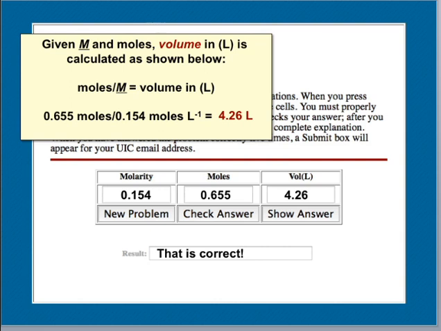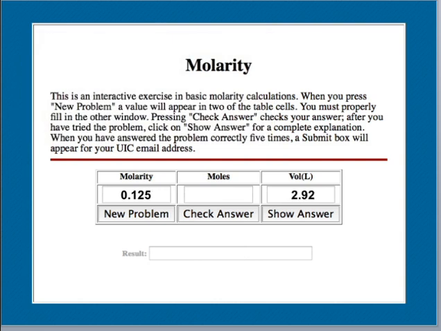One more. Here we're missing moles. Go ahead and figure out how to set it up. Remember, molarity is moles divided by liters. Figure out what moles is and do your quick calculation.